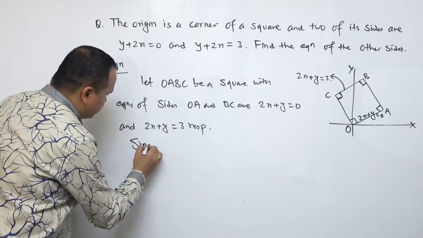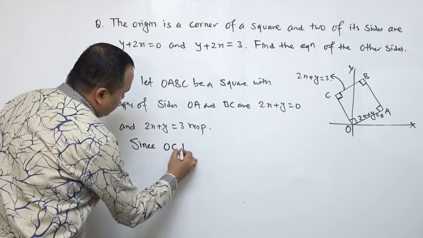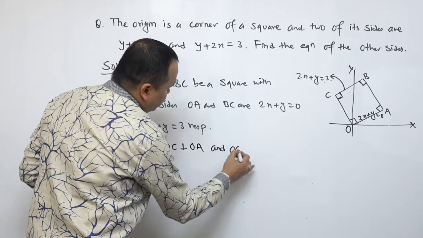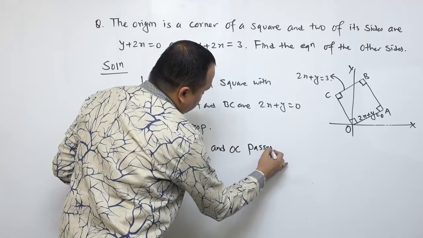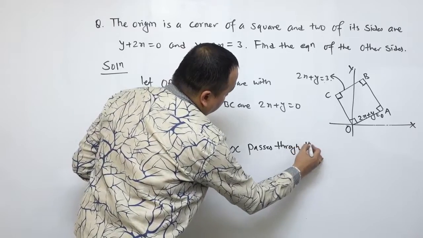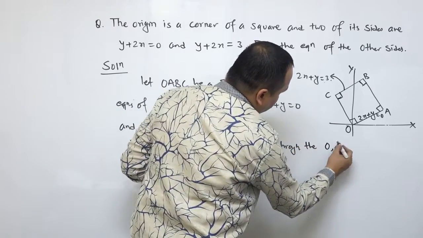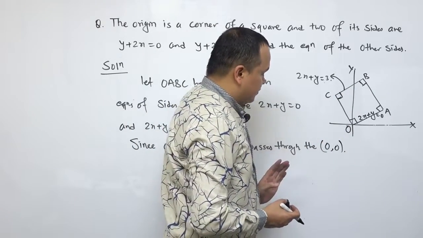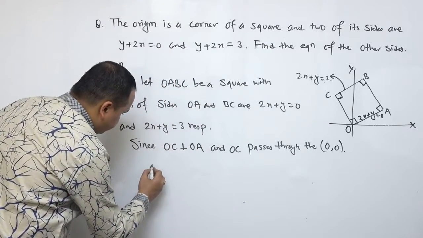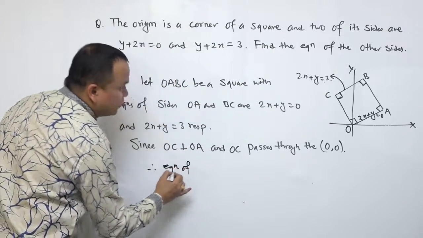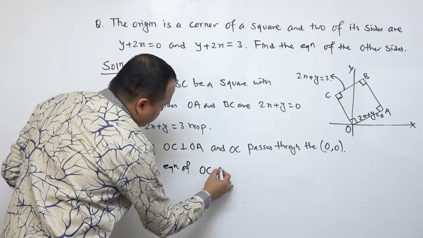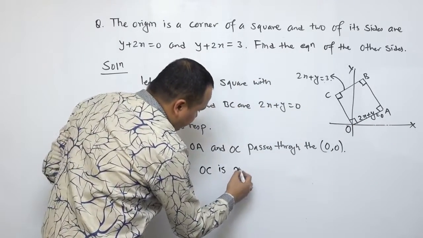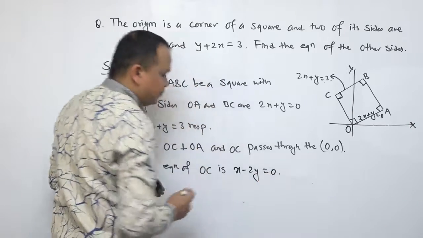Since OC is perpendicular to OA and OC passes through the point, the origin, that is (0, 0). OC is perpendicular to OA and passes through the origin. Therefore, equation of OC is just x minus 2y is equal to 0.